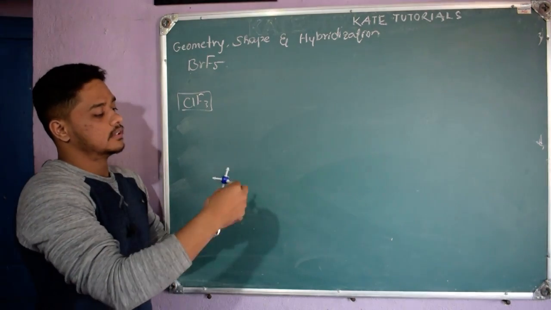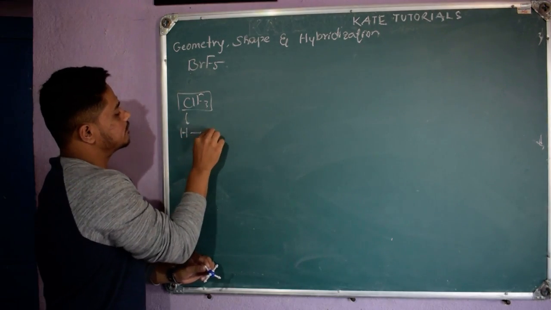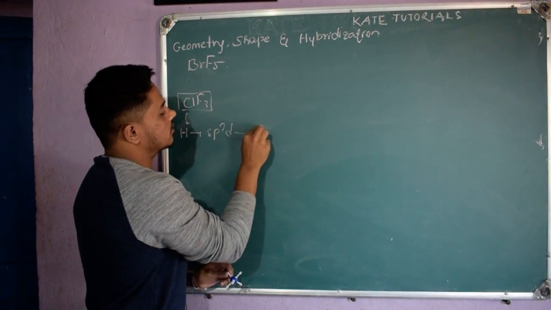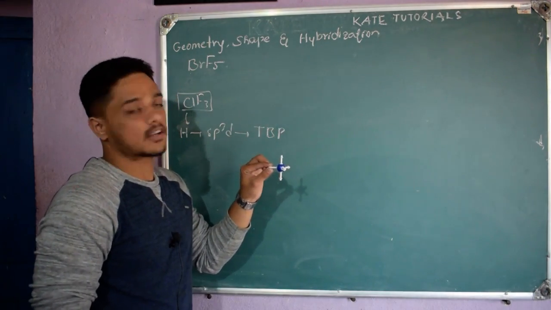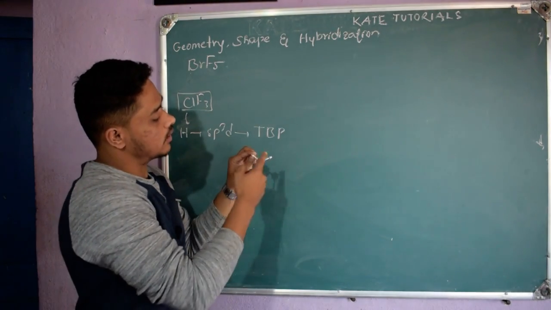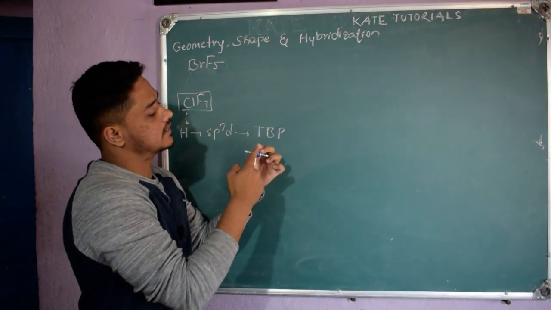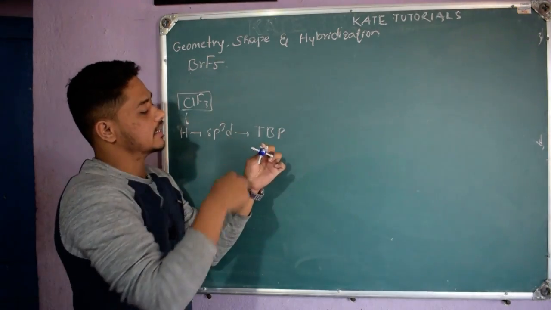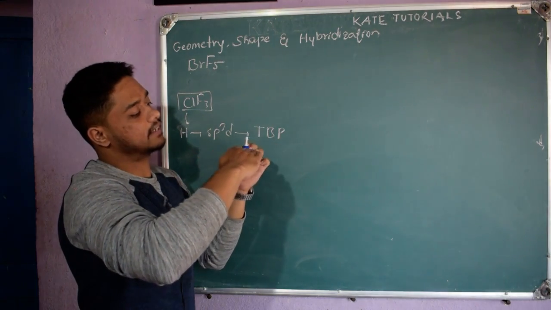So I told you its hybridization was sp3d, and geometry will always be trigonal bipyramidal, TBP. So this is the trigonal bipyramidal, right? I hope it is clearly visible to you. So 1, 2, 3, one is above, one is below. See, one is above, one is below, and these three, 1, 2 and 3, are all in the same plane.